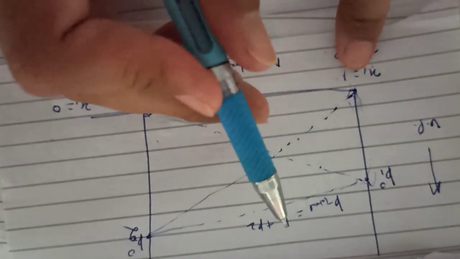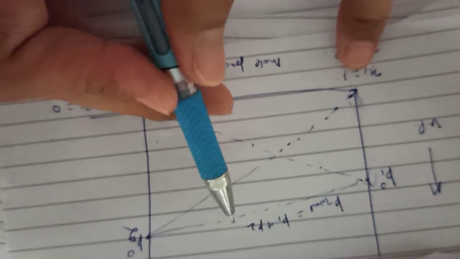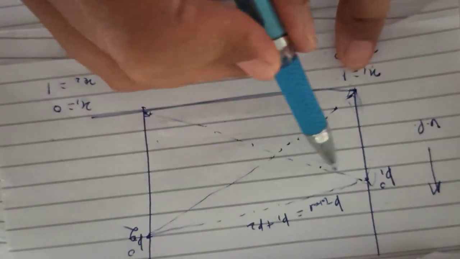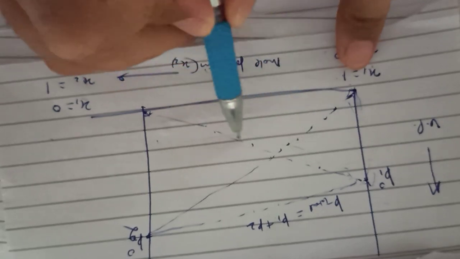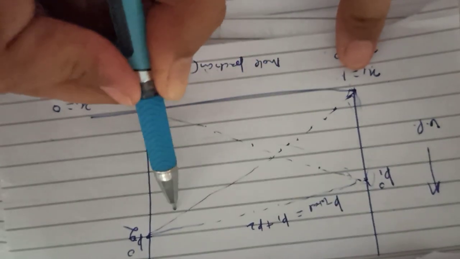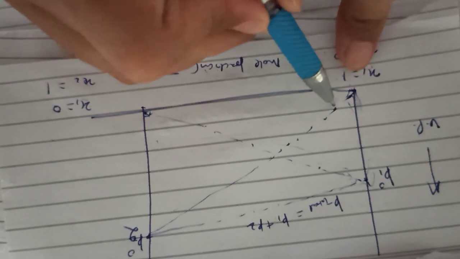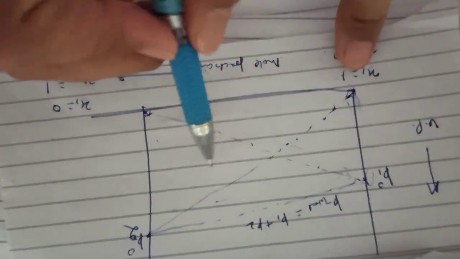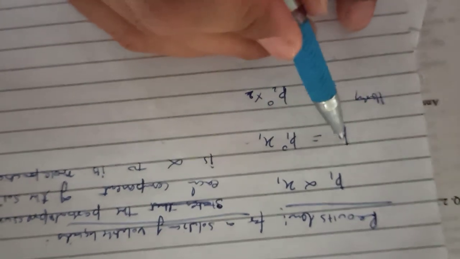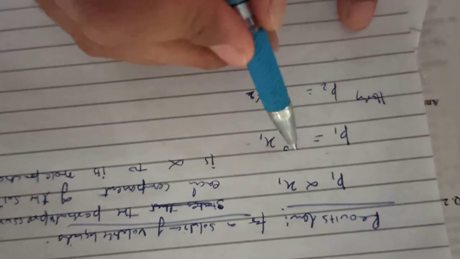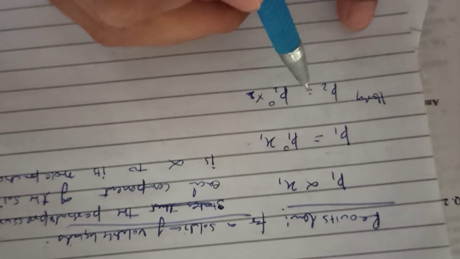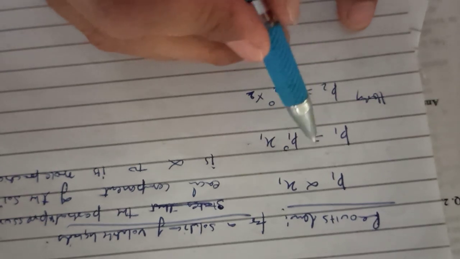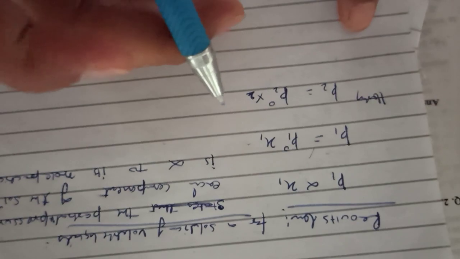Now there are two types of deviation from Raoult's law. One is positive deviation and another is negative deviation. If the curve goes downward, then this is the negative deviation. And when the curve goes upward, that is the positive deviation. If you don't understand that, you can call me again, and I will make a separate video on this. So in positive deviation, P1 is greater than P1 naught x1, and P2 is likewise greater, and in negative deviation this sign becomes less than.